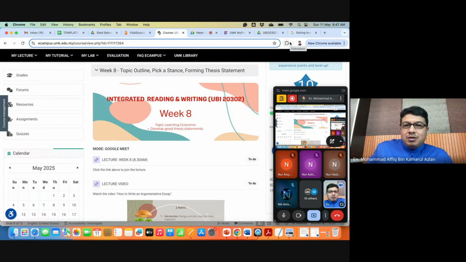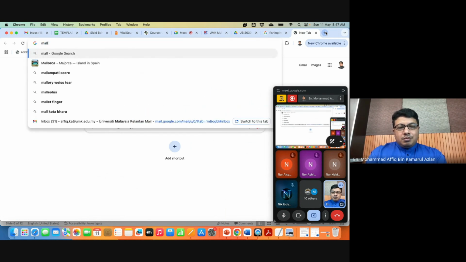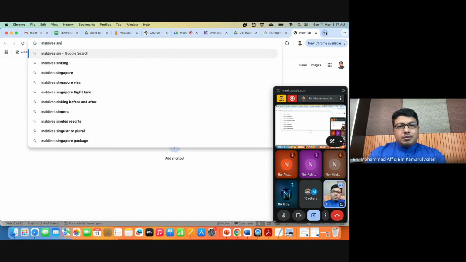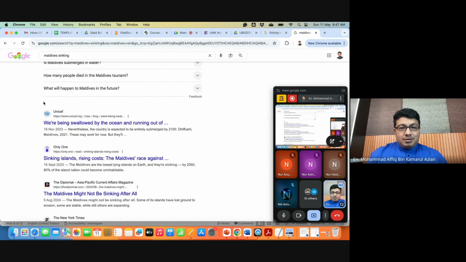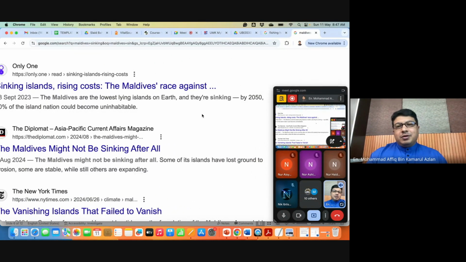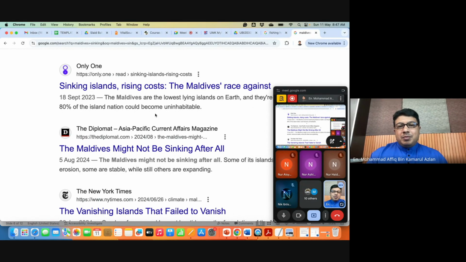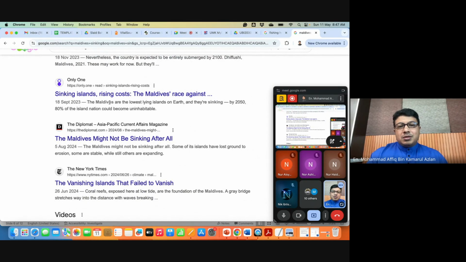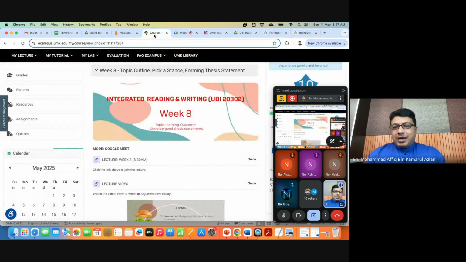So that is true. If you Google Maldives, 100 years from today it will be underwater because of climate change. Maldives sinking. So you see here, by 2050, so this is not even 100 years, 80% of the islands could become uninhabitable because of being underwater, because of climate change. So it has to be real, it has to be interesting.